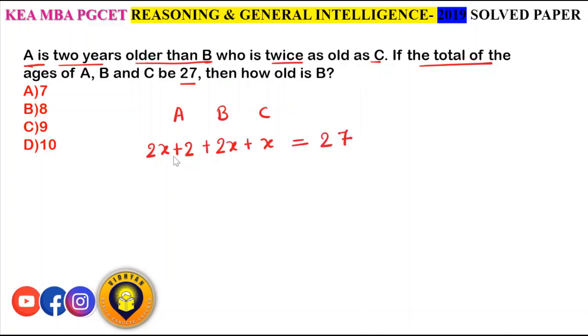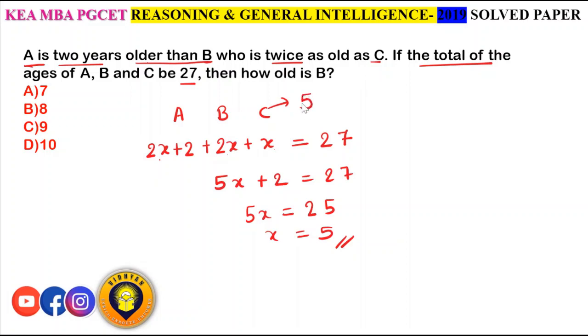ಹಾಗಿದ್ರೆ X value ಏನು ಬರುತ್ತೆ? So 2X plus 2X 4X, 4X plus X is 5X, 5X plus 2 is equals to 27, 5X is equals to 27 minus 2, that is 25. Therefore X is equals to 5. So X is equals to 5 andre C's age ಏನಾಯ್ತು? 5, because we have assumed C's age as X, therefore it is 5. B's age ಏನಾಗುತ್ತೆ? 2 times of X, that is 5 into 2, 10. So how old is B? B is 10 years old. Next one.